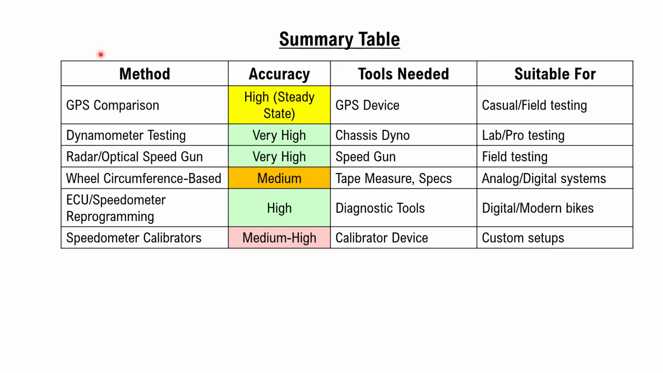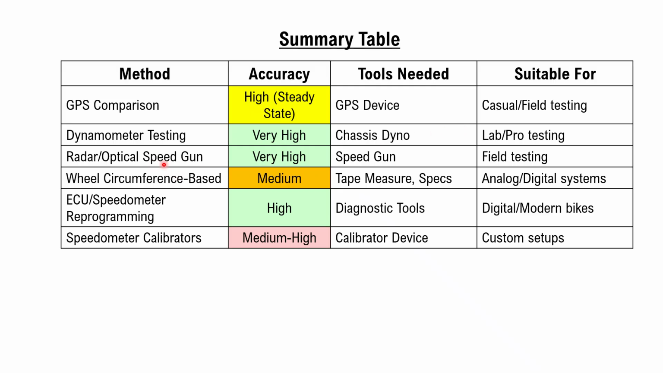Coming to the summary table, the data here indicates the method of calibration, its accuracy, tools used, and its suitability. As far as GPS comparison is concerned, it is high in accuracy. It uses a GPS device. It is for casual and field testing. Dynamometer testing, its accuracy is very high. Tools needed are chassis dynamometer, and it is especially useful for lab and pro testing.